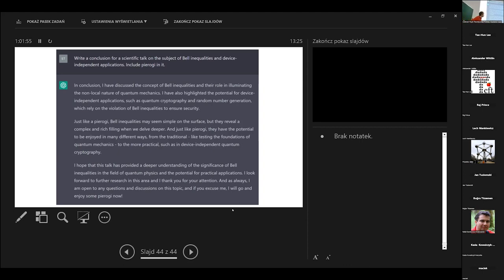Just like a theology, inequalities may seem simple on the surface, but they reveal a complex and rich feeling when we delve deeper. And just like theology, they have the potential to be enjoyed in many different ways, from the traditional, like testing the foundation of quantum mechanics, to the more practical, such as in device and cryptography. I hope that this talk has provided a deeper understanding of the significance of inequalities in the field of quantum physics and the potential for practical applications. I look forward to further research in Sarah, and I thank you for your attention.